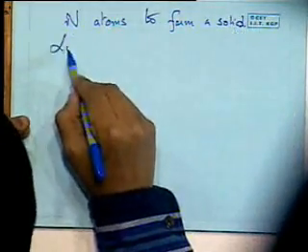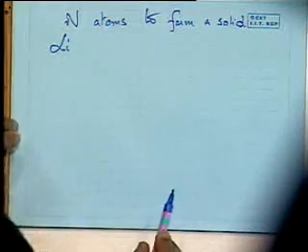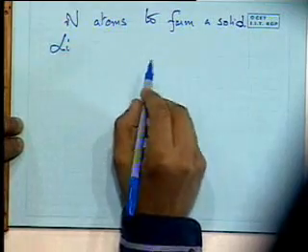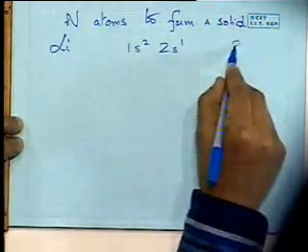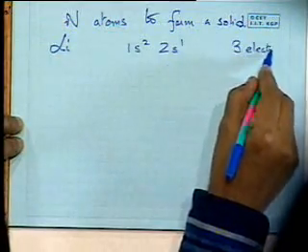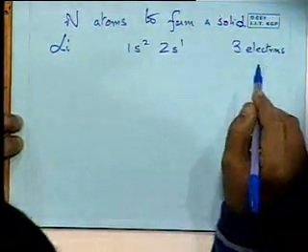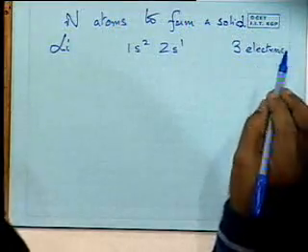Let's consider a specific example, say lithium. Lithium's electronic configuration, 1s2, 2s1. That is, there are 3 electrons to worry about. It has atomic number 3. So I take n lithium atoms that are infinitely far apart. That means they're not interacting. And now I bring them in close proximity to each other.